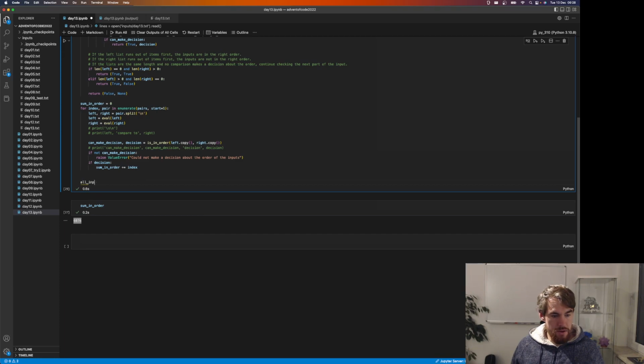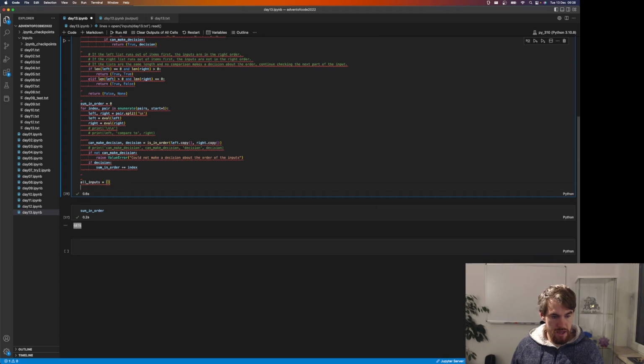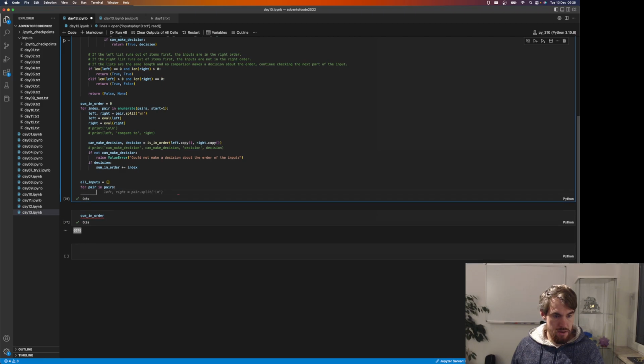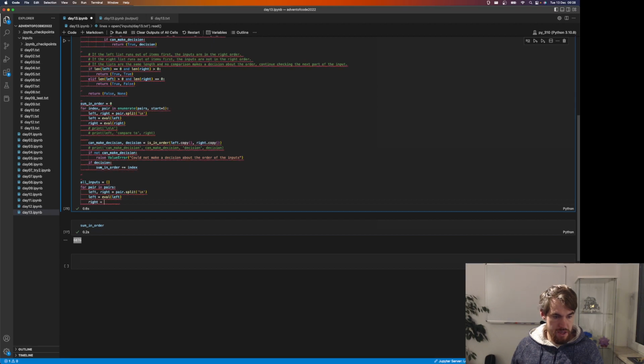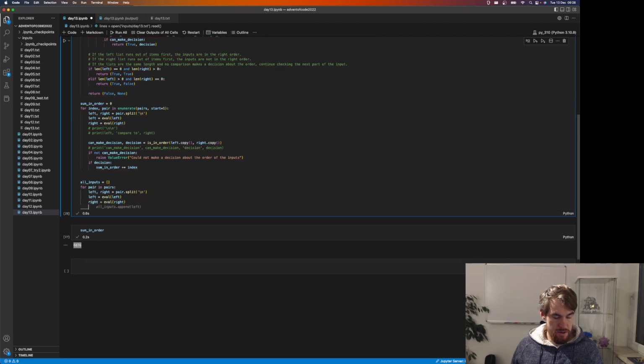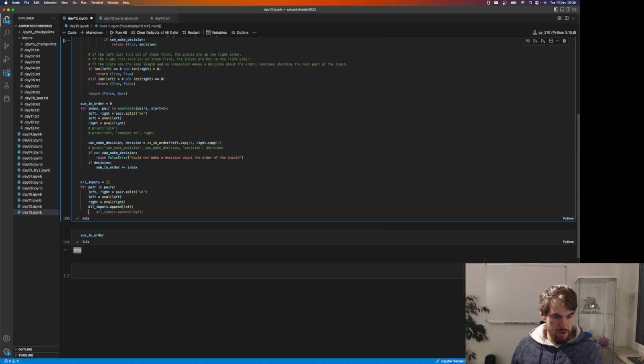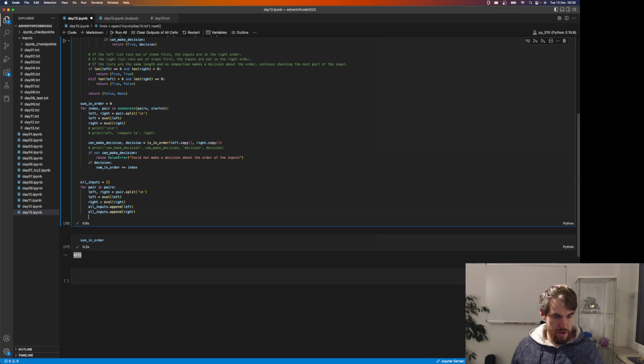we can make all_inputs, a list, for pair in pairs. Left, right is pair.split on \n. Then all_inputs.append(left), all_inputs.append(right). Perfect. Okay, so now we have a list with all inputs.